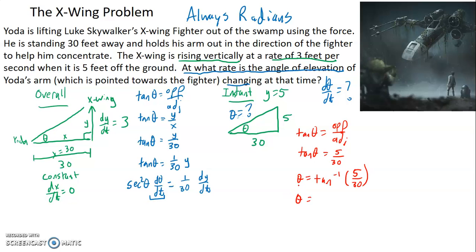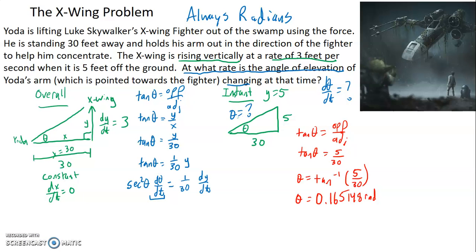And we can figure that out on our calculators. The inverse tangent of 5 divided by 30 would be 0.165148 radians. We're going to need that here. So I can plug it in now, or I can wait until I've solved for d theta dt. So let's go back to blue.